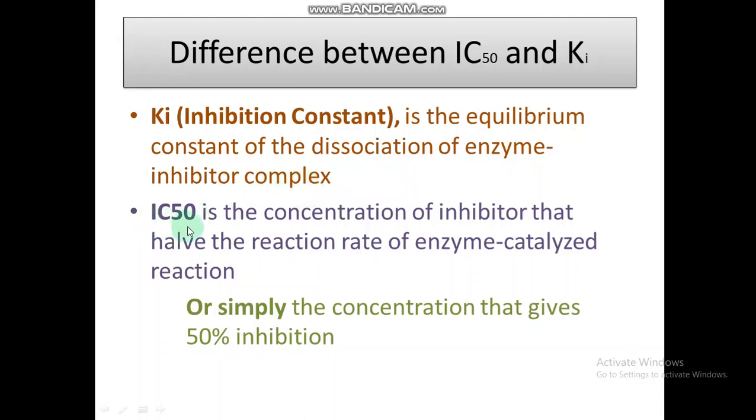And IC50 is actually the concentration of the inhibitor that gives 50% inhibition, that gives half the reaction rate of the enzyme catalyzed reaction. It is the concentration of inhibitor that reduces the rate of reaction to 50%, or simply we can say it is the concentration that gives 50% inhibition.